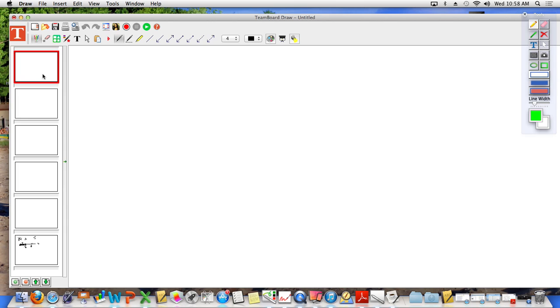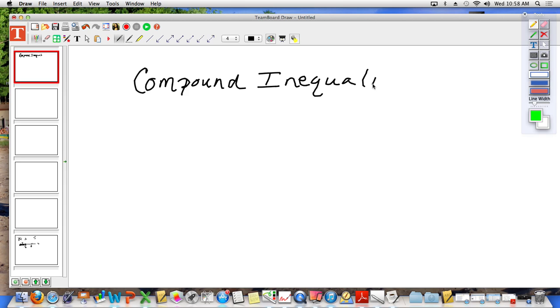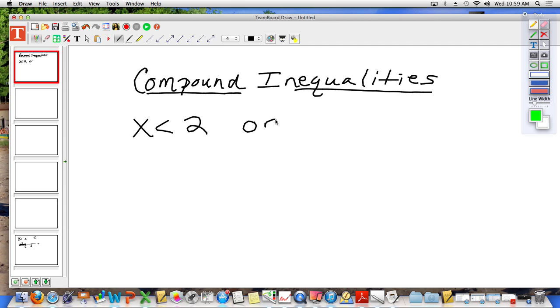What I would like you to do is in your notes, I want you to label your notes compound inequalities. A compound inequality is when you are looking at an inequality that has more than one situation going on in it. So for example, let's say that you were asked to graph x is less than 2 or x is greater than 6. If you were asked to graph this, there's two situations going on.